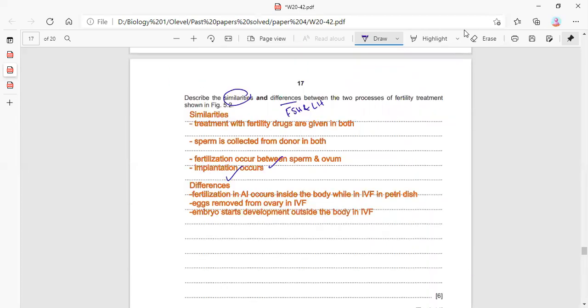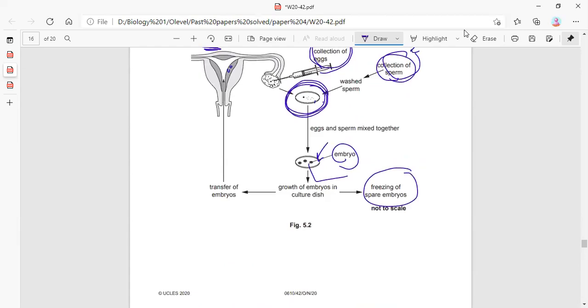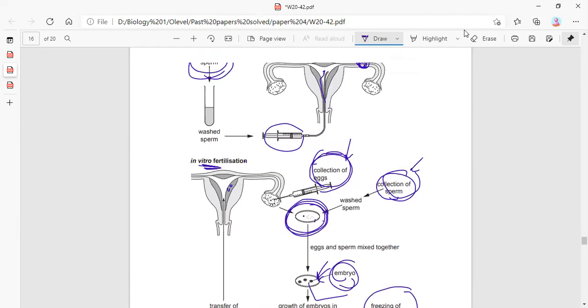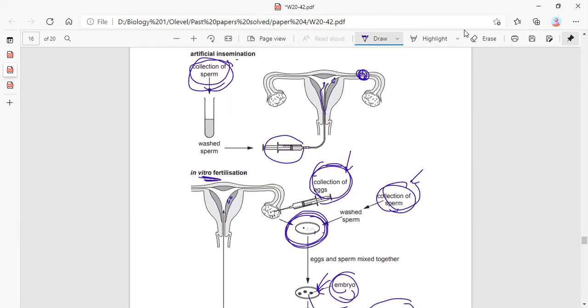آخر حاجة, embryo starts development outside the body. هنا الـ embryo develops outside the body, لكن هنا الـ embryo بيبقى إيه؟ بيحصل له development inside the body.